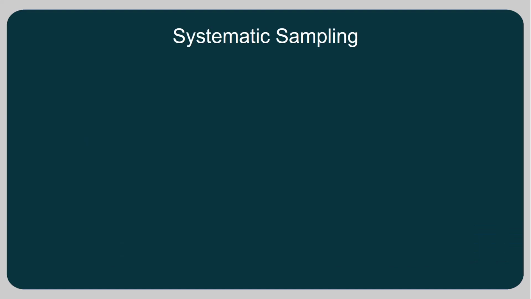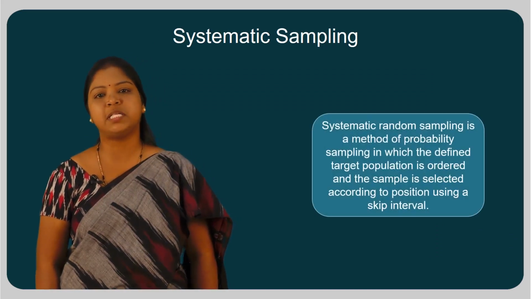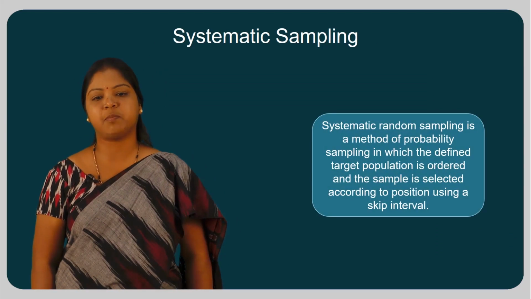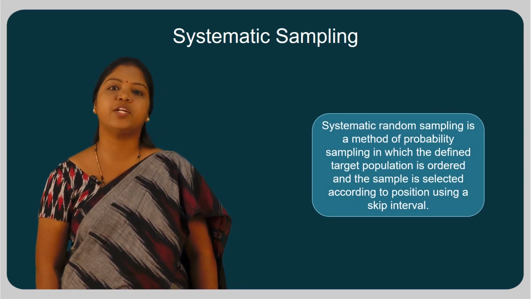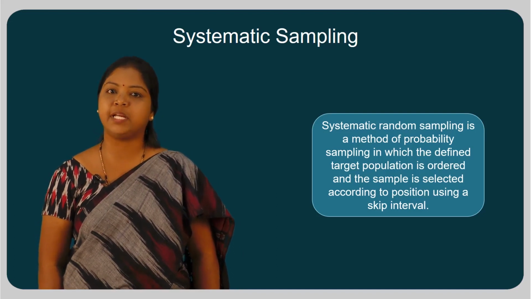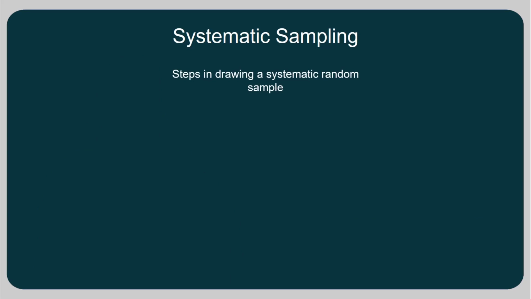Next, we come to systematic random sampling, which is one of the probability sampling methods. Systematic random sampling is a method of probability sampling in which the defined target population is ordered and the sample is selected according to position using a skip interval. Following are the steps involved in drawing a systematic random sample.